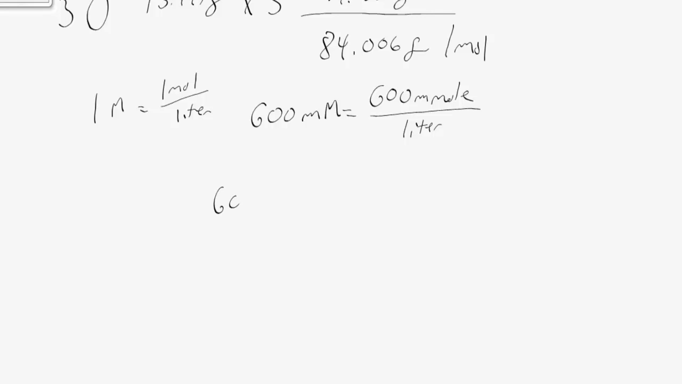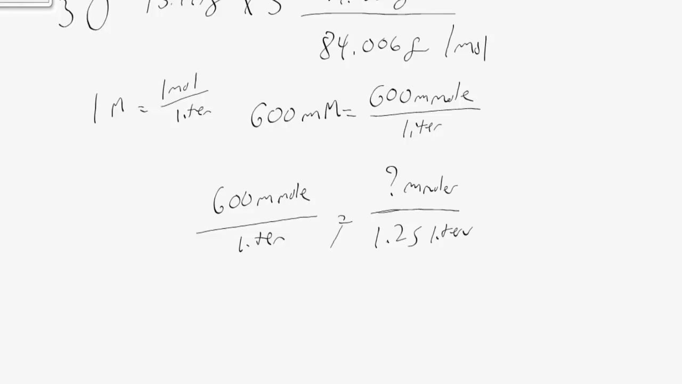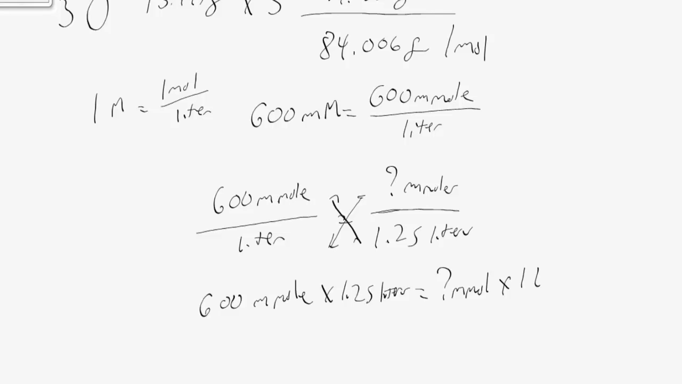All right, so if we want 600 millimoles per liter, and we're wanting to make 1.25 liters, how many millimoles do we need? Here's our cross-multiplying. So we get 600 millimoles times 1.25 liters is equal to our unknown millimoles times 1 liter.